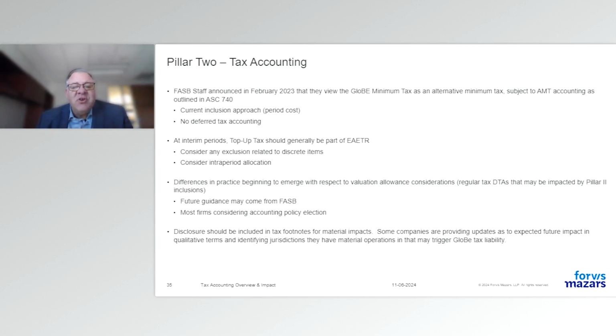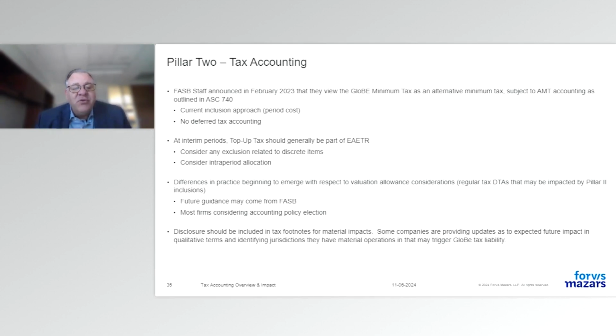So in addition to being part of the estimated annual effective tax rate calculation, you also have to consider this when you do your intra-period allocation. So anything that goes to discontinued operations, OCI, et cetera. There are some differences in practices that are beginning to emerge with respect to valuation allowances. So we expect that there may be some additional future guidance coming out from the FASB. And at this point, we would say that the most important aspect of this is to be consistent. So once you make an election on how you're going to treat this, being consistent and following that.